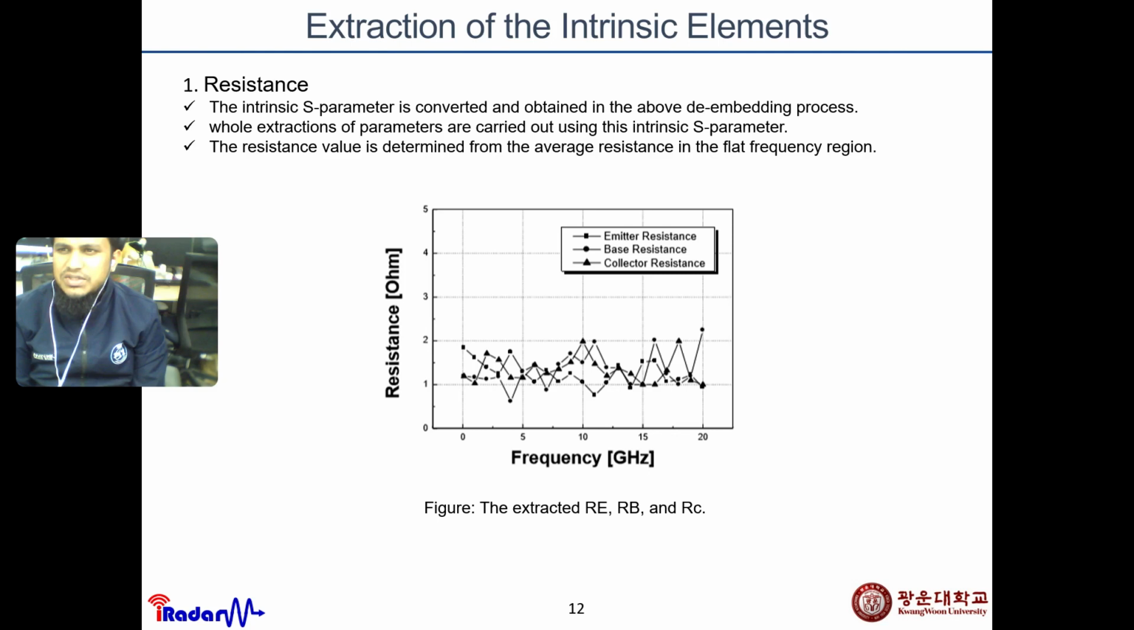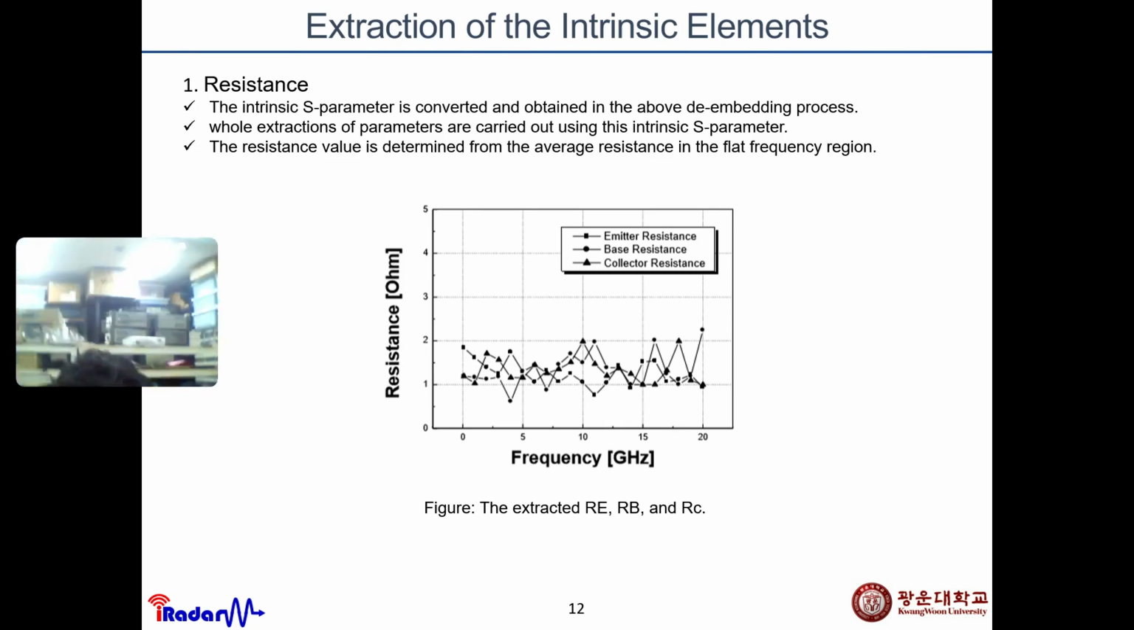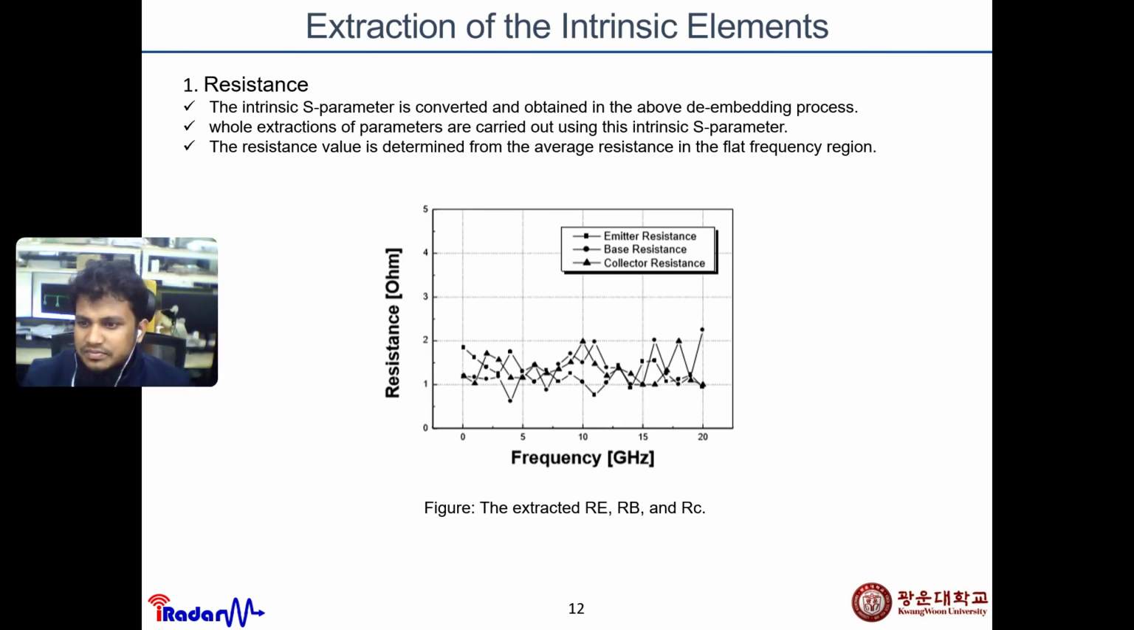The resistance value is determined as the average resistance in the flat frequency regions. This is the emitter resistance, this is the base resistance, and this is the collector resistance. From this graph we see that this is actually the collector resistance, the circle shape is the base resistance, and there is also a square shape, which is called the emitter resistance. We take this graph as resistance against frequency.